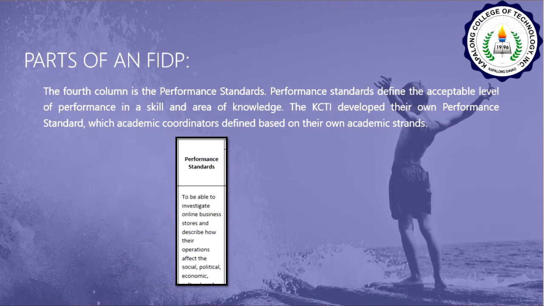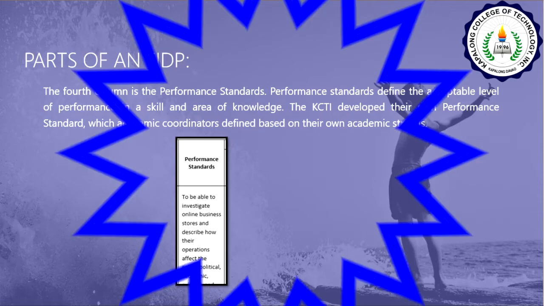The fourth column is the performance standards. Performance standards define the acceptable level of performance in a skill and area of knowledge. The KCTI developed their own performance standard, which academic coordinators defined based on their own academic strengths.